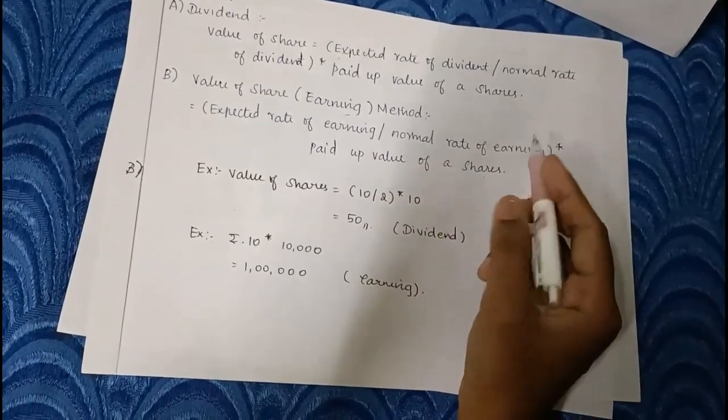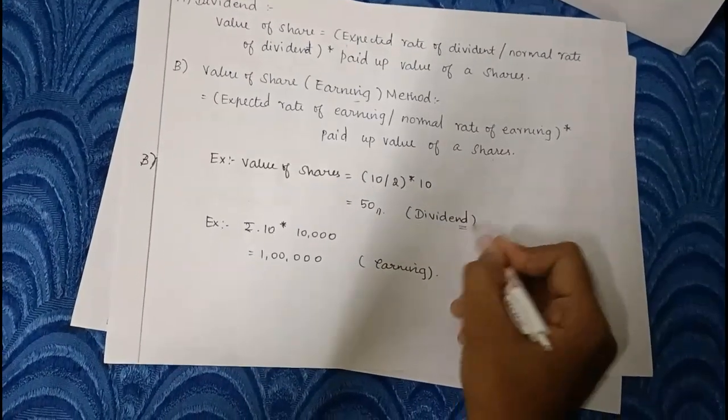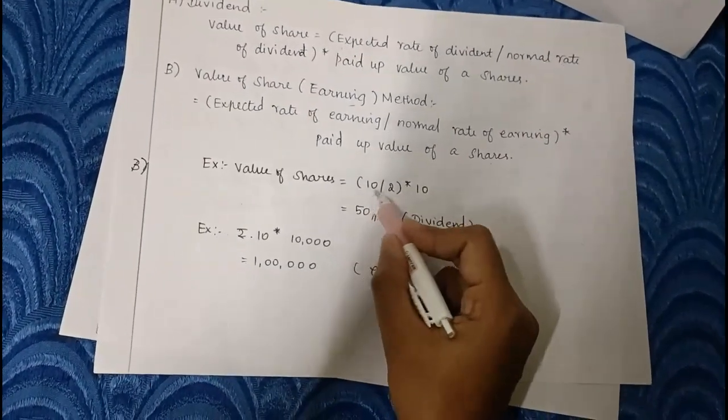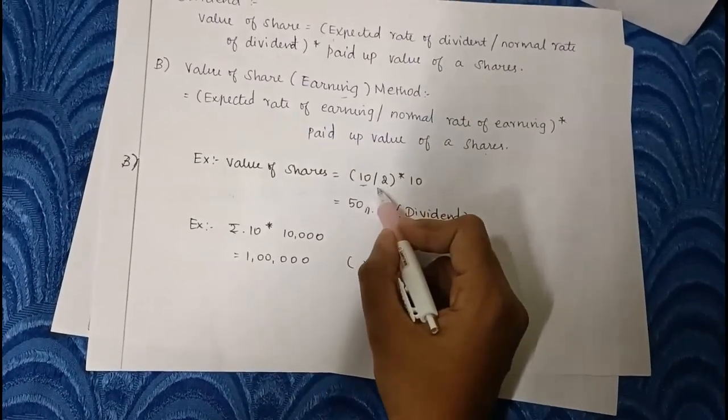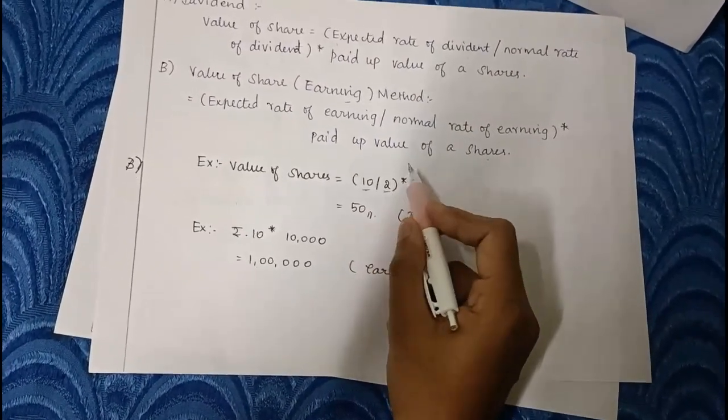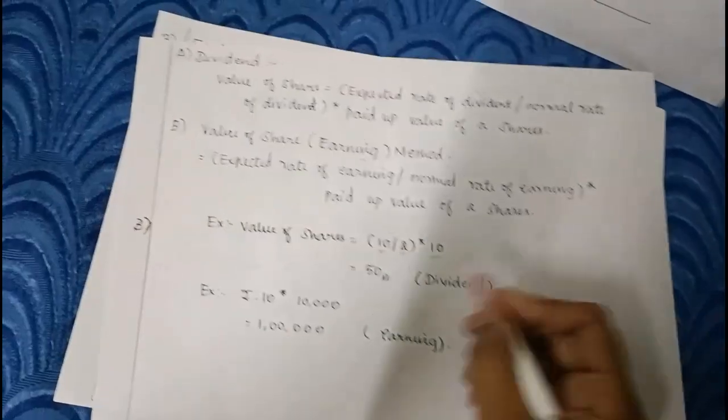ஃபார் எக்ஸாம்பிள் பார்த்தீங்கன்னா டிவிடெண்டுக்கு ஃபார்முலா வச்சு எக்ஸாம்பிள்னா இப்போ உங்களுக்கு expected rate of dividend 10, normal rate of dividend 2 இருக்குன்னு அண்ட் paid up value of shares 10 இருக்குன்னு ஆன்சர் 50 வரும்.